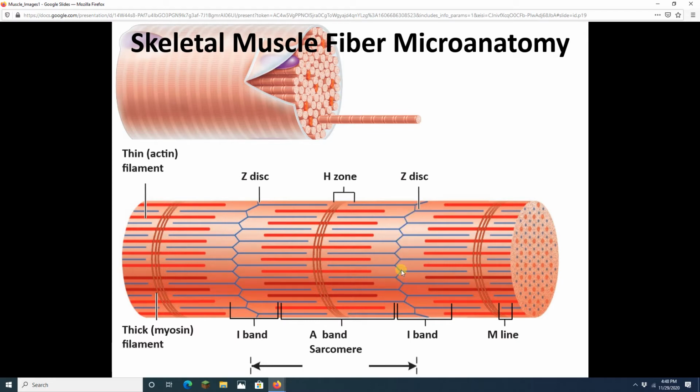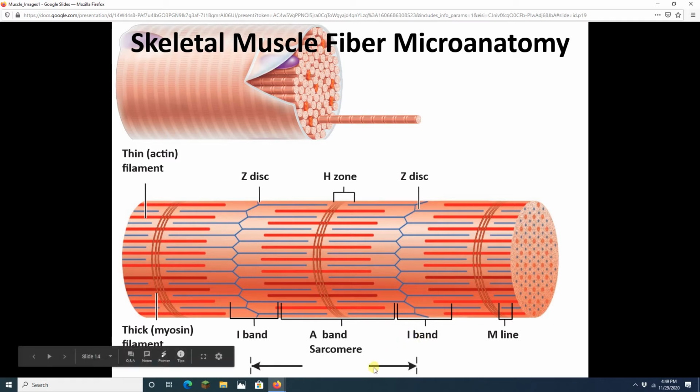anchors the thin filaments. Plus, we have this more vertical line of proteins called the M line, which anchors the thick filaments. Now, in the region where we just have thin, that is called the I band. From one edge of a thick filament to the other edge, that is called an A band. And from one Z disc to the next, that is called the sarcomere.